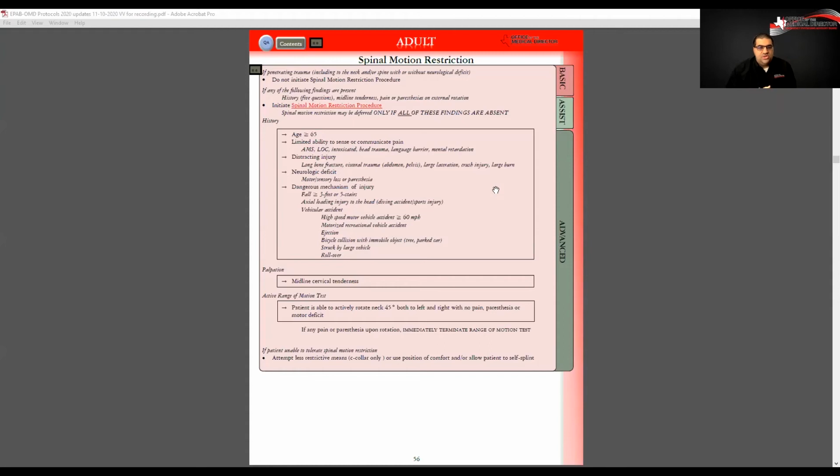You don't have to put them in a cervical collar, for example, if they're shot in the back, or if you have patients who are otherwise shot in the abdomen, for example, they don't need spinal motion restriction precautions. They can be taken care of like normal.